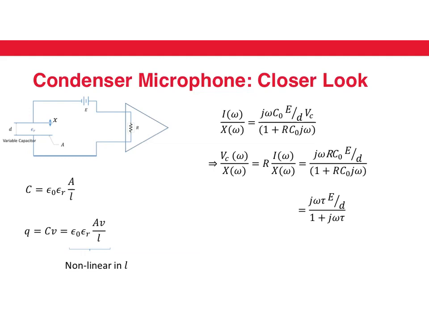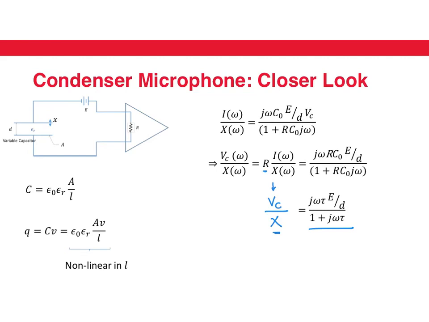Now from this we can get what the output voltage across the resistor is going to be. That's basically done by multiplying I over X with R, because R into I is the voltage output of the condenser microphone. And if we do that, we see that the output of the microphone and the displacement are related by this equation. What is interesting here is that this is a gain relationship. It tells you how a displacement results in what voltage of the condenser microphone, and it tells that with respect to frequency.